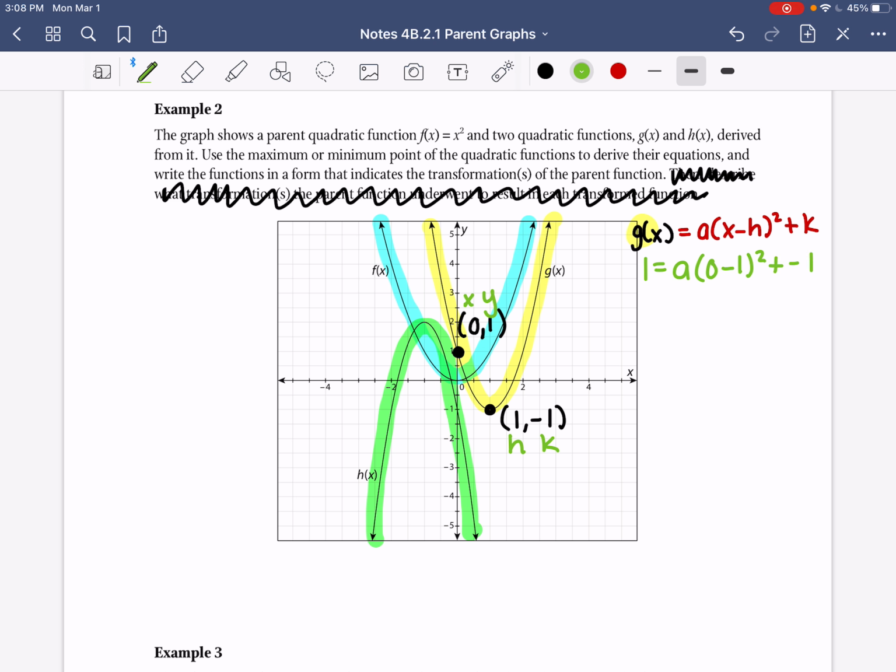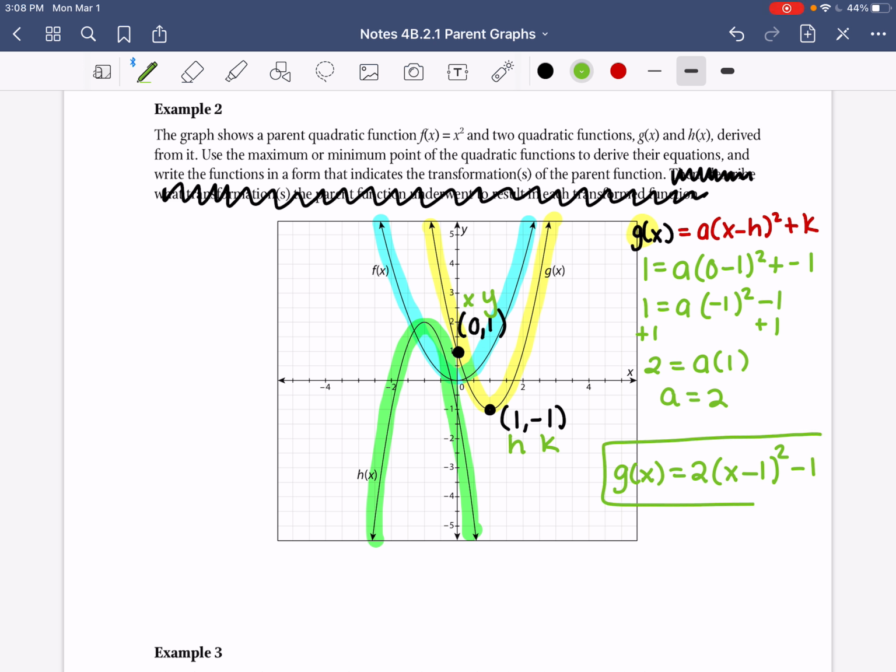So I'm just going to go ahead and solve for a. 1 equals a times negative 1 squared plus negative 1. I'm going to add 1 to both sides. So I get 2 equals a times negative 1 squared, which is just 1. So a times 1 is just a. That means a is equal to 2. So for g of x, the equation is going to be a is 2, x minus h is 1 squared, plus k, which is minus 1. So that's the equation for g of x, the yellow one.